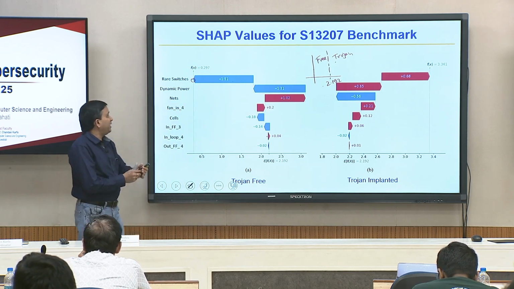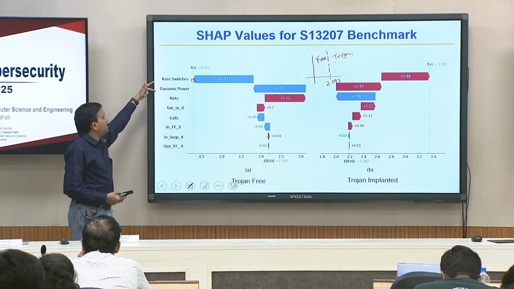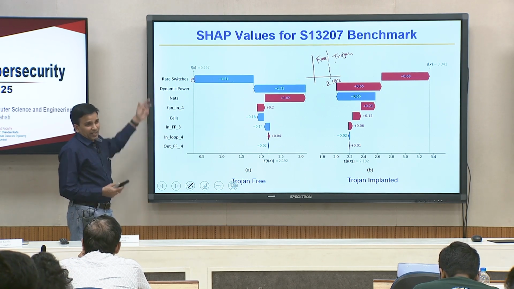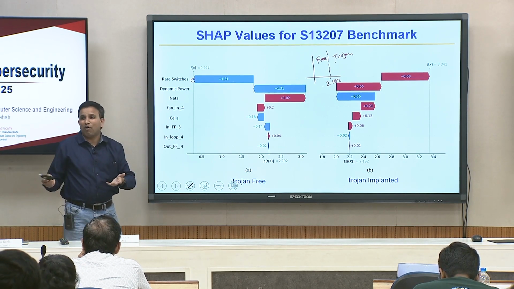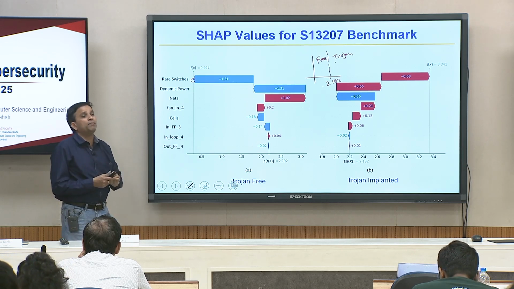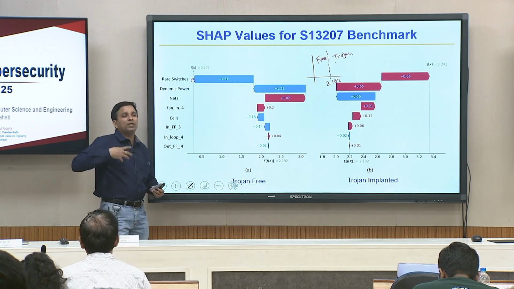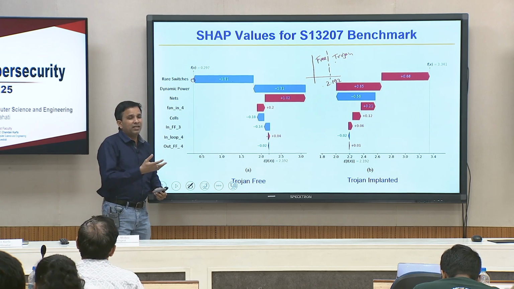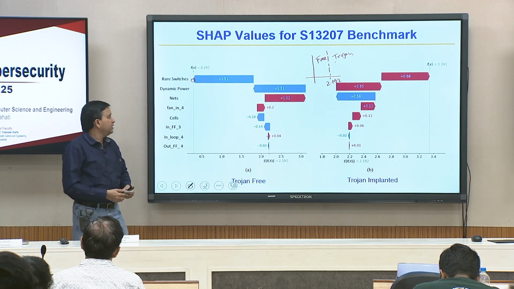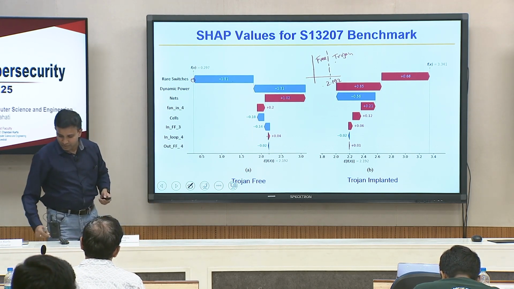Now, it should be a no-brainer that the two features on top in the story are rare switches and dynamic power, because rareness is the bread and butter of Trojans. So, even before AI explainability you could have predicted it, but when you are trying to apply explainability on new domains where you do not have enough insight, it will tell you that, and then you can say, oh, that makes sense, that makes sense. Same thing for dynamic power, because it involves switching, which I will come to in a moment. Any question?